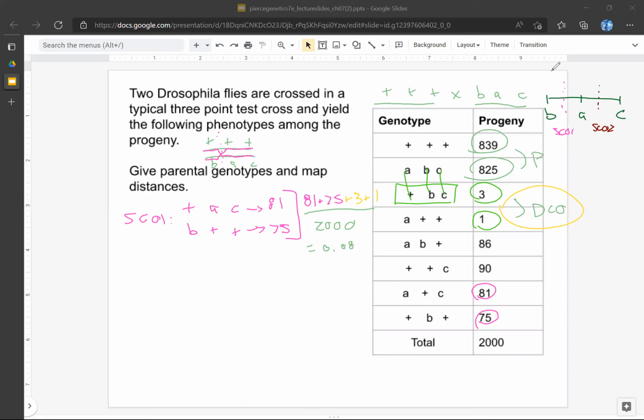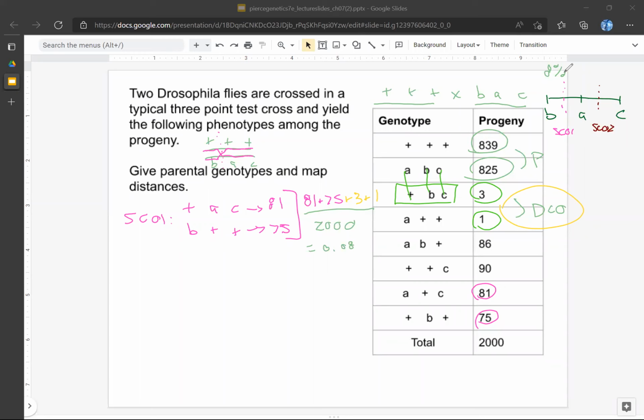So this distance is, or actually that's just 8%. One day I will learn how to write the number 8 without having to rewrite it 6 times. So now we have done single crossover 1.